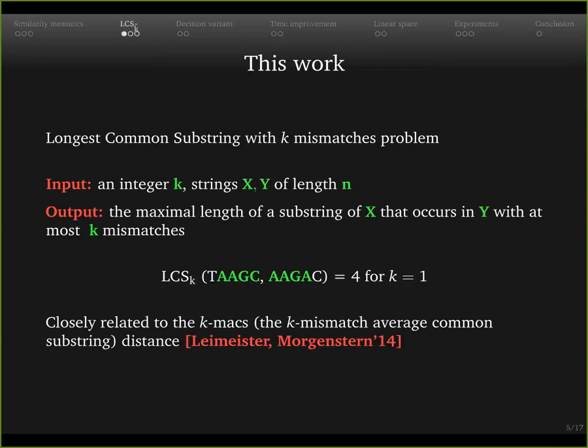So this work focuses on the longest common substring with k mismatches, where you give yourself an integer k and strings x and y of length n, and you want to find the maximum length of a substring of x that occurs in y with at most k mismatches. If we take again the example we had before, we are allowed 1 mismatch, so we can match 1 more character, and for k equal to 1 we have an LCSk that is 4. It's also closely related to the k-mismatch average common substring distance that was introduced by Leimeister and Morgenstern in 2014.